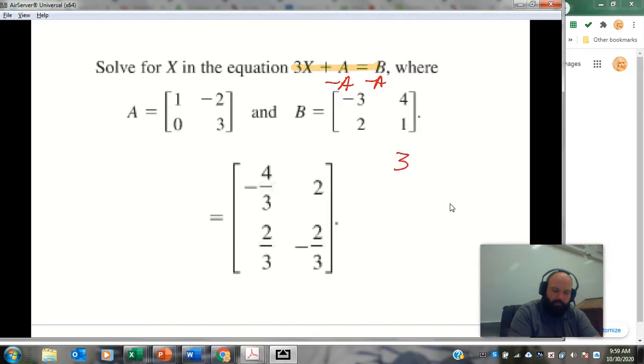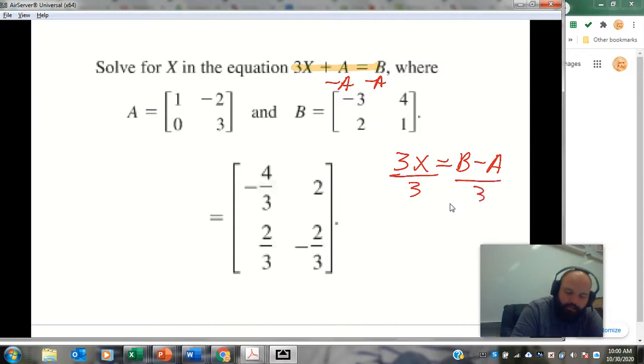And so we end up with 3x equals b minus a. Now from there, it's still not solved. So we need to divide this side by 3, and then we need to divide this by 3. Multiplying by 1/3 would be the same thing. And actually in matrices, that's what you would do. You would multiply by 1/3 instead of dividing everything by 3. So you get x equals b minus a, and then that answer, everything gets divided by 3.